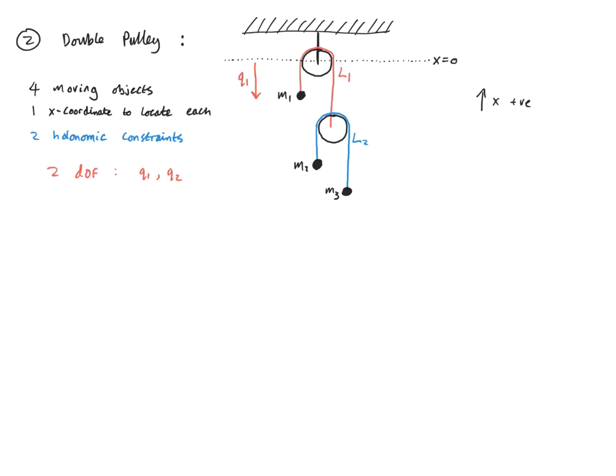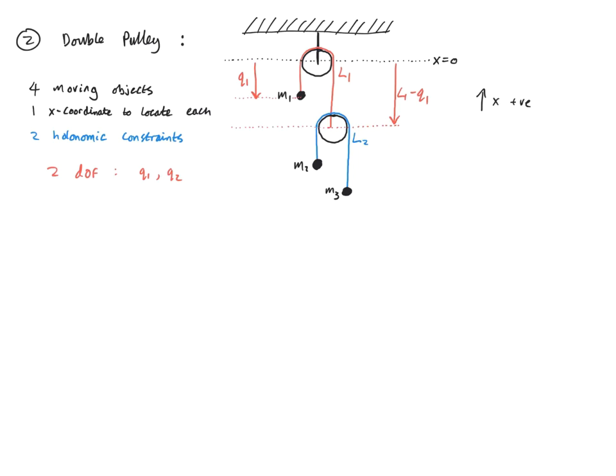In that case, we can then read off the position of the pulley as L1 minus Q1. And that's due to the holonomic constraint which connects the position of the pulley and the position of mass number 1 through the fixed length of the rope L1.